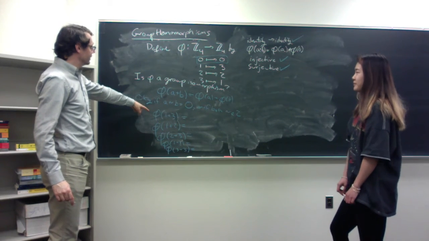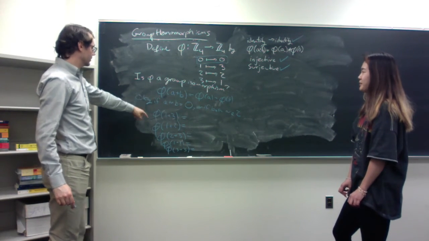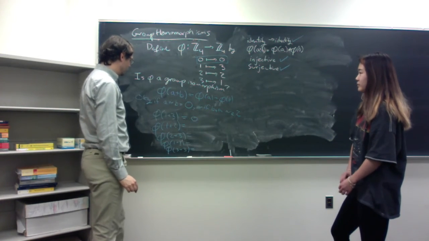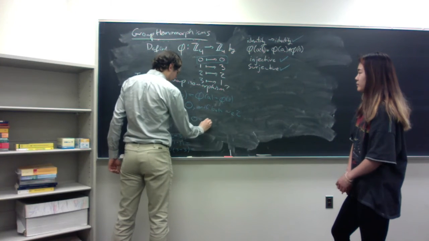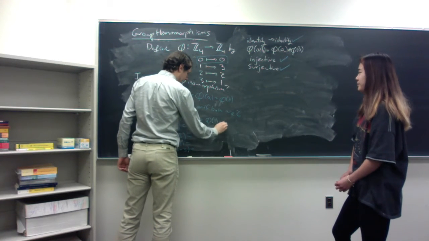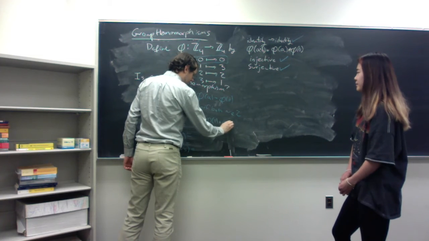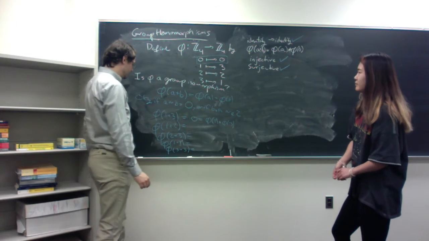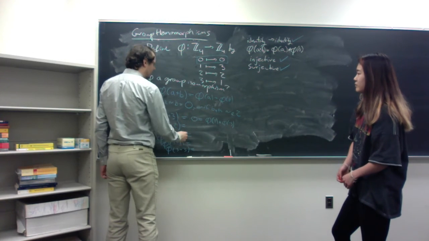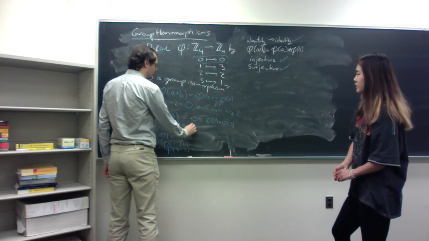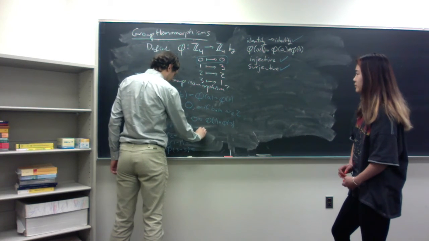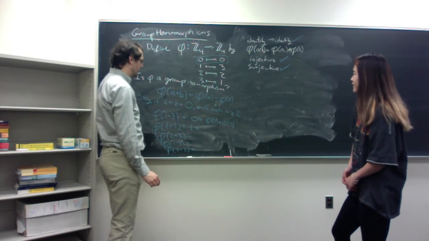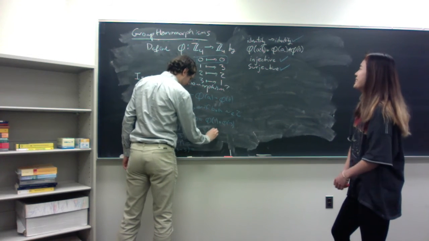So let's see. This is 4. Phi of 4 is 0. So that's 0. And what if I take phi of 1 and phi of 3? That's fine. That's also adding up to 4. Yep. Okay, 1 and 2. That's phi of 3. Phi of 3 is 1. And is that in fact equal to phi of 1 plus phi of 2? Yes, because that's 5, which is 1 mod 4.